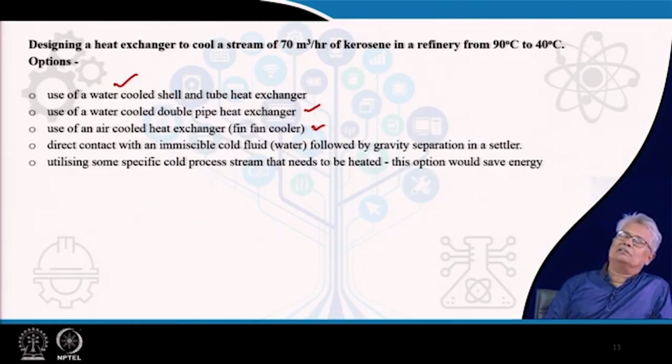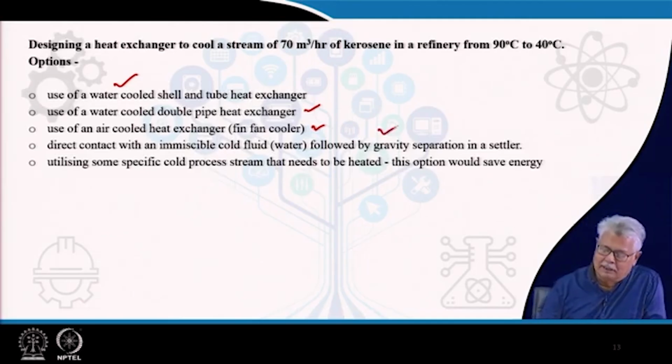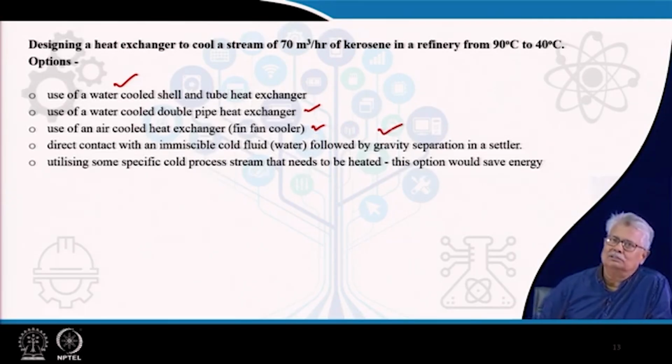to be, because the kerosene is available at 90 degrees centigrade. If you really have to mix it in an open arrangement, there is going to be a lot of hydrocarbon foam or hydrocarbon fume which is going to be generated, and that may not be very convenient for you. But still that remains as a process where we can have direct mixing of cold water, then send the material in a settler and separate it out.